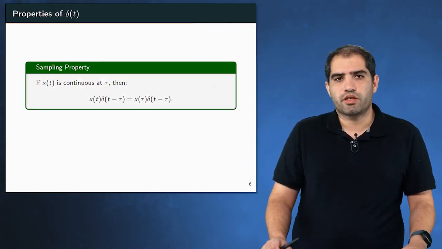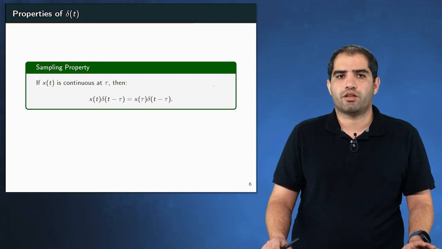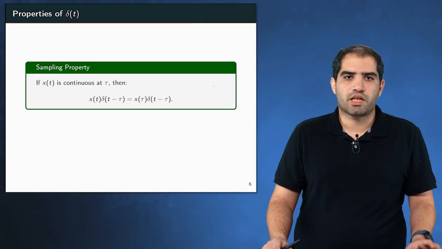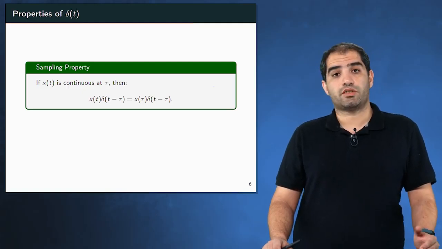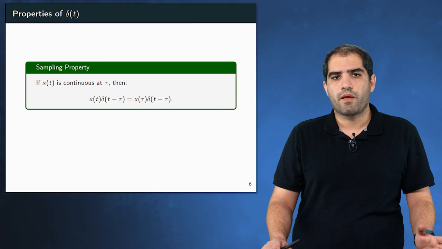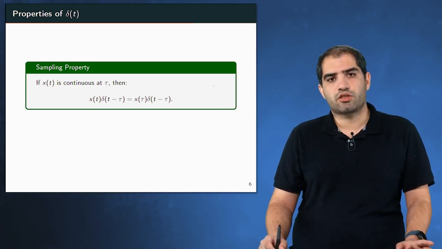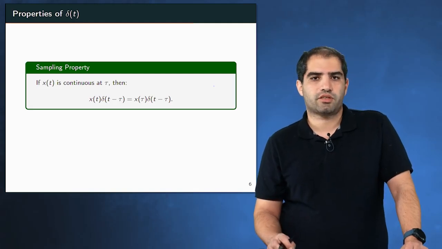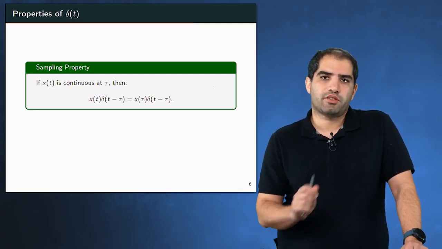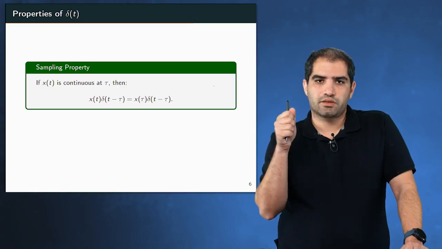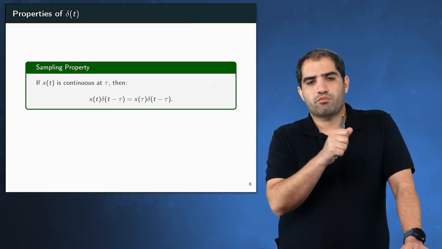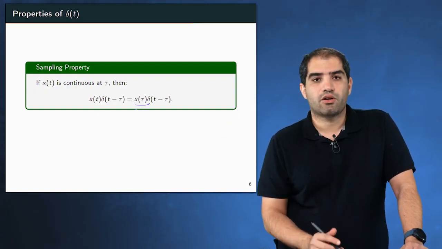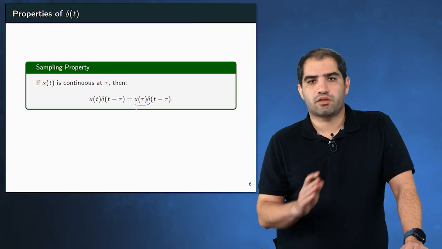Similar to the discrete time setting, the most important property of delta is the so-called sampling property. What it says is that if x(t) is a continuous function at tau, continuous signal at tau, then x(t) times delta(t minus tau) would be equal to x(tau) delta(t minus tau). In other words, if I have a delta that is located at tau, and I'm multiplying it by another signal, it's going to take the value of the signal at tau and then multiply it by that delta located at tau.